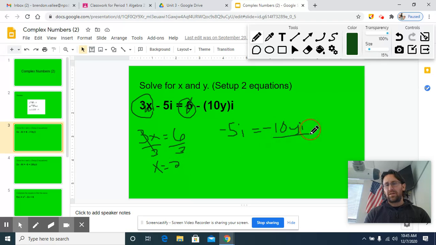This one we're going to divide by negative 10i to get rid of the y, to get the y alone. So divide by negative 10i. So these cancel. I'm left with y on the right. The i's cancel. Negative 5 over negative 10 is positive 1/2. So y equals 1/2 and x equals 2.